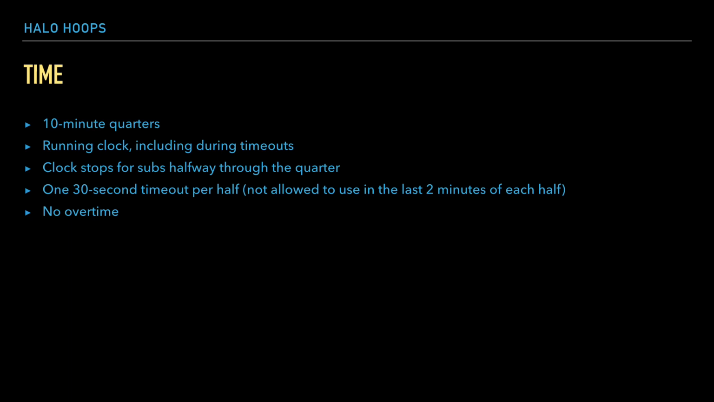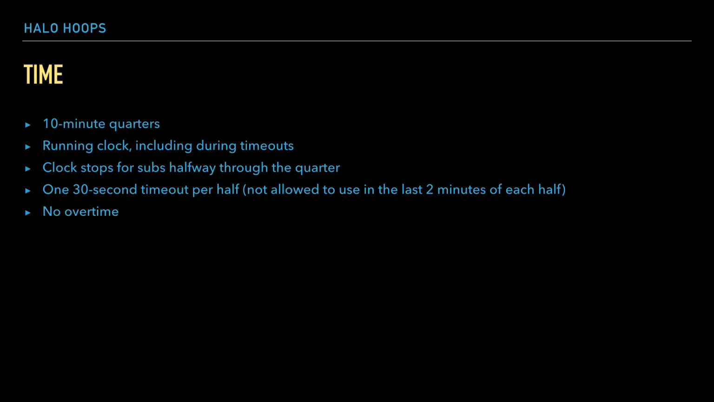Here are the time rules for the 8 and 9-year-old division. Each game is played with 4 10-minute quarters. The game clock is a running clock and does not stop even when the ref blows his whistle. The game clock stops briefly halfway through each quarter to allow for substitutions.